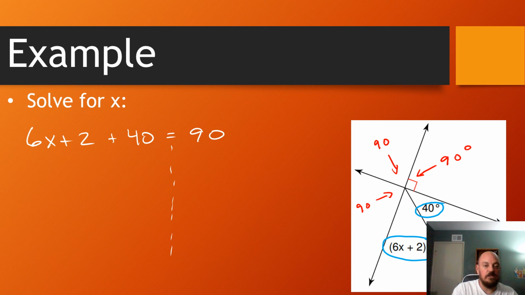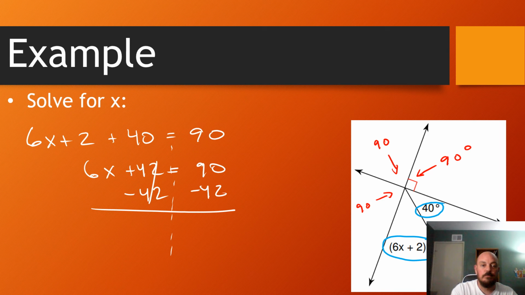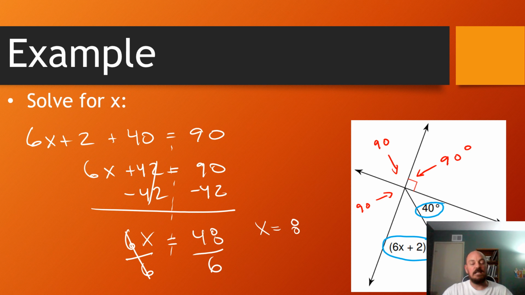So I can start by adding the 2 and the 40 and getting 42. We'll leave the 6x. And then I'm going to solve. I'm going to get rid of the 42. I'm going to subtract 42 from both sides. Leave the 6x. And 90 minus 42 is 48. And then we'll finish it off by dividing by 6. And 48 divided by 6 is 8. So I get x equals 8. I look back at the original question. It asked me to solve for x. So that's my final answer, and I'm done.